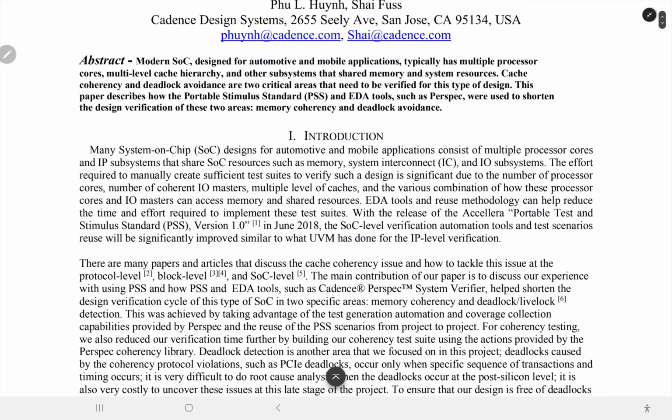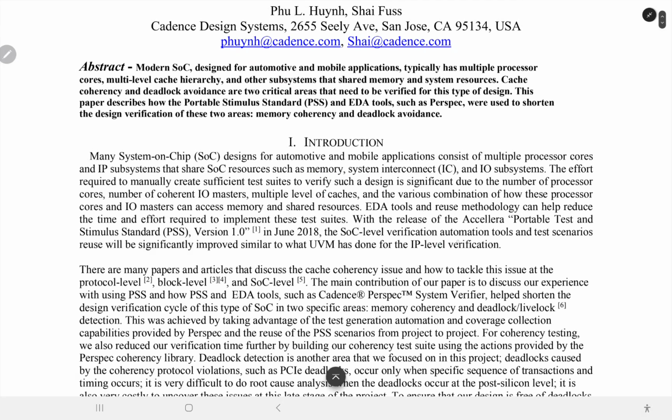Introduction. Many systems-on-chip (SoCs) designed for automotive and mobile applications consist of multiple processor cores and IP subsystems that share SoC resources such as memory, system interconnect (IC), and I/O subsystems. The effort required to manually create a sufficient test suite to verify such a design is significant, due to the number of processor cores, the number of coherent I/O masters, the multiple levels of caches, and the various combinations of how these processor cores and I/O masters can access memory and shared resources.